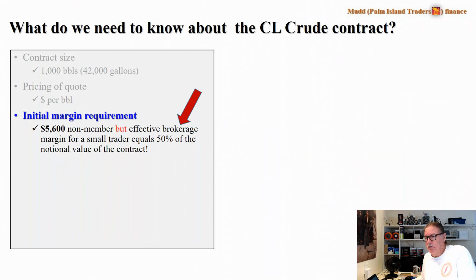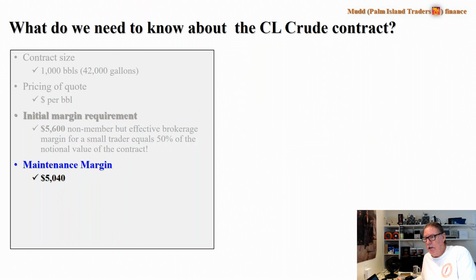The effective brokerage margin for a small trader actually equals 50% of the notional value of the contract. So you're basically trading on margin. And I think they do that because they need to eliminate excessive speculation by people who don't know what they're doing. And there has been a little bit of that lately. The maintenance margin, again, is the amount you have to maintain in your account once the trading starts. And for the CL contract, that's $5,040, or was at the time I looked this up. Again, it can change at any time.